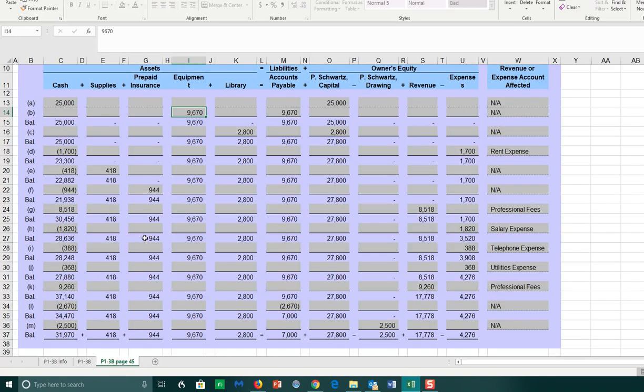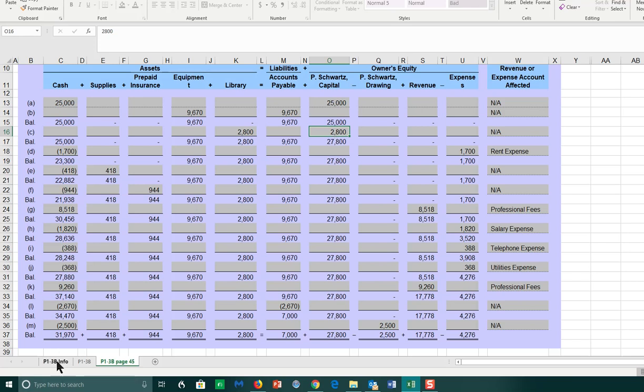And so we record that by showing an increase in the library for the value of the books, which is $2,800. And since this investment was made by the owner, we show an increase in the equity for $2,800.